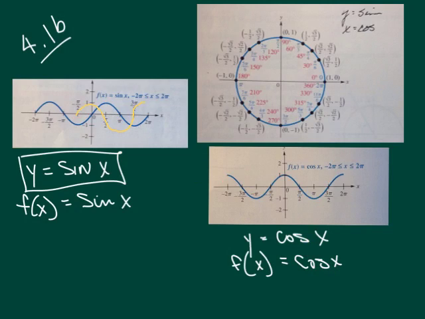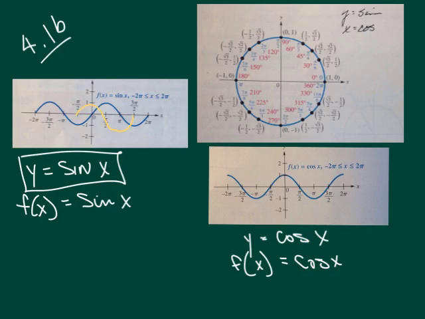Pi over 2 is the only difference there. So in fact, let's erase this part here and just have that. So this would be the cosine, the yellow, and the blue is the sine. So the only difference is just a little bit of a shift there. The amplitude is the same. The length of the period is the same. We just have a little bit of a shift there in the cosine. Alright, so that is the cosine and the sine.